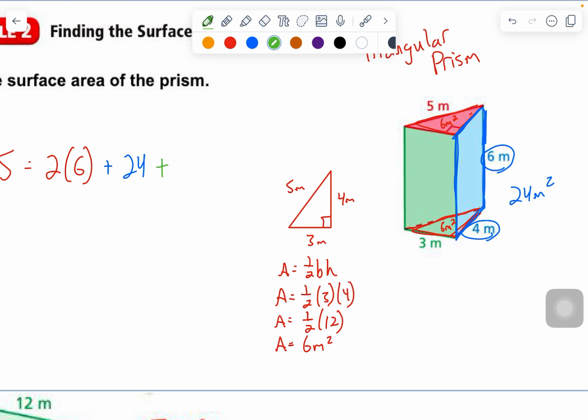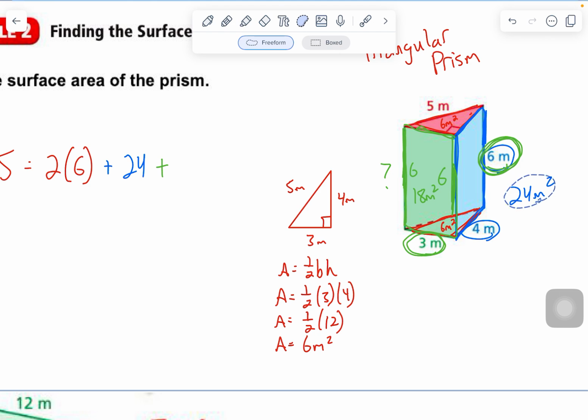Okay, in green, I've got this one right here. Now I'm starting to get a little confused with what side's what. So this is definitely a 3 by, oh, what's that side? A 3 by what? Well, you got to look over here at the 6, because remember it's 6 height all the way around. So this green one is going to be a 3 by 6, or 18 meters squared. And I'm going to move this 24 in there, and that's 24. So I've got an 18. You might think, okay, I'm done.